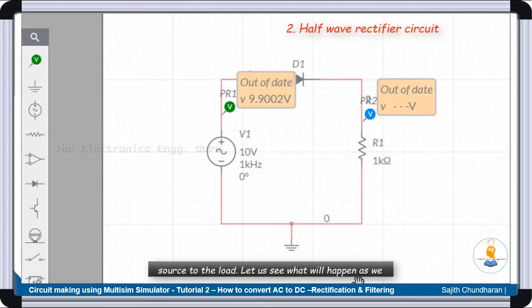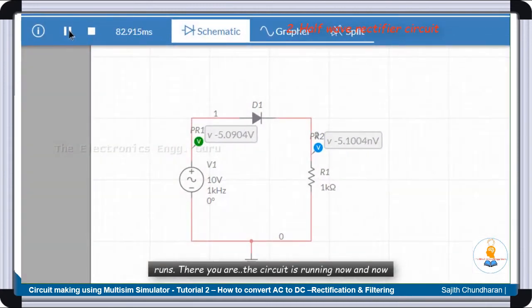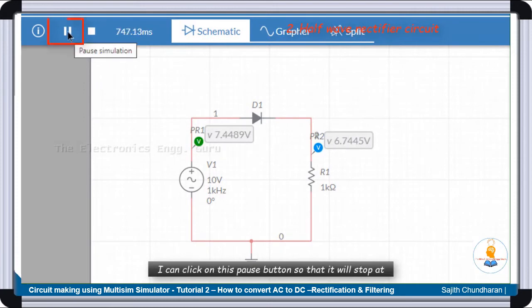Let us see what will happen. As we all know, a diode is going to allow current to flow only in one direction. Let us see what happens. Let me click on this play button over here so that the circuit runs. There you are. The circuit is running now, and now I can click on this pause button so that it will stop at a particular place.